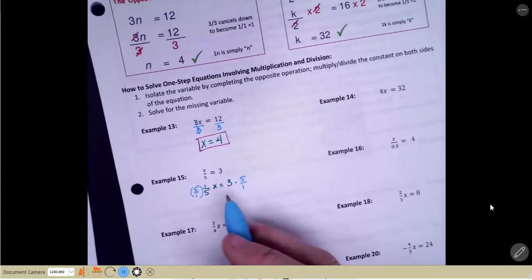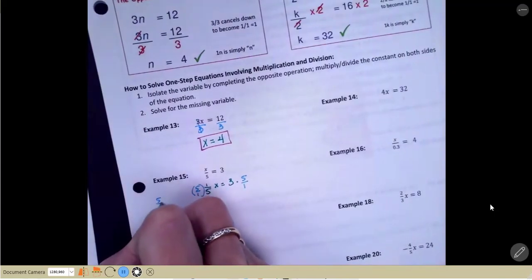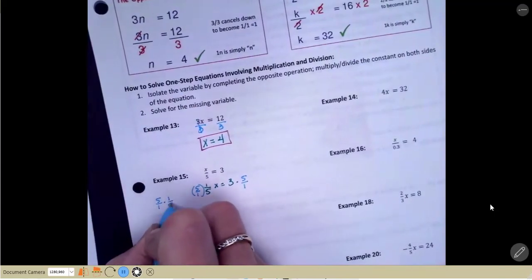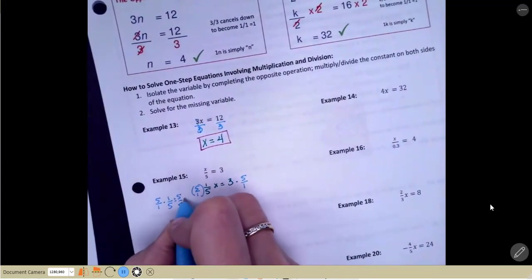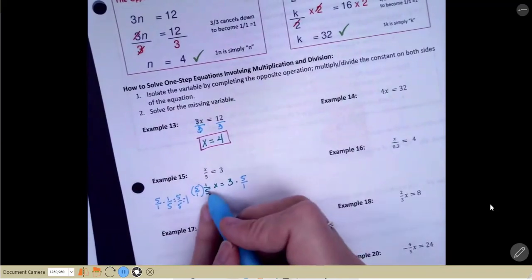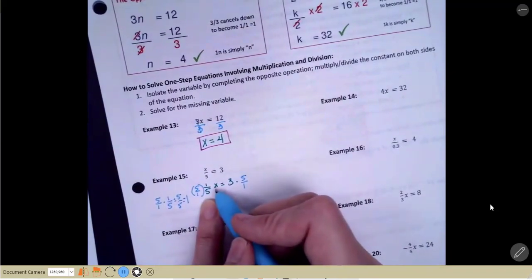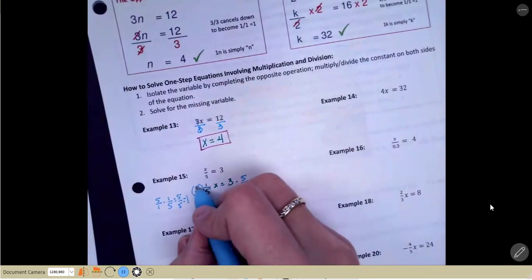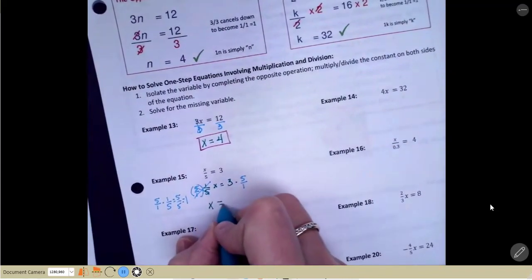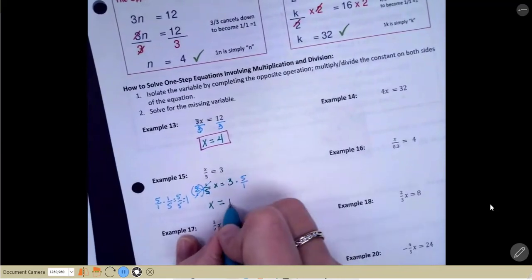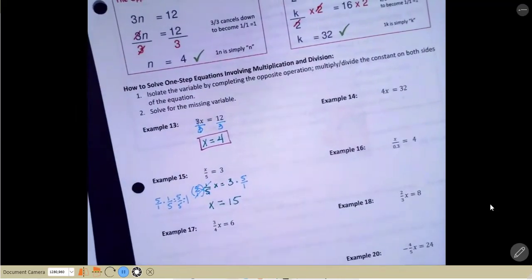They cancel out. If you look at it over here, 5 over 1 times 1 over 5, you multiply straight across and you get 5 over 5, which equals 1. So this really becomes 1x, but we don't need the 1 in front of the x. So these can cancel out, and we're left with x equals 3 times 5, which is 15.